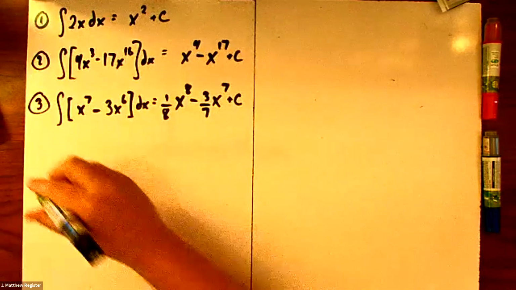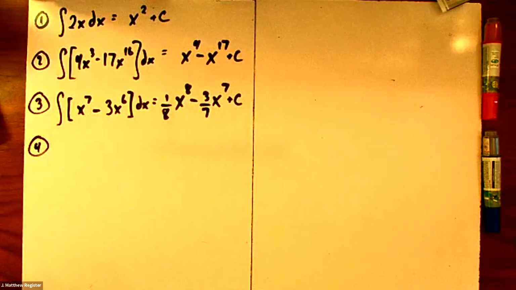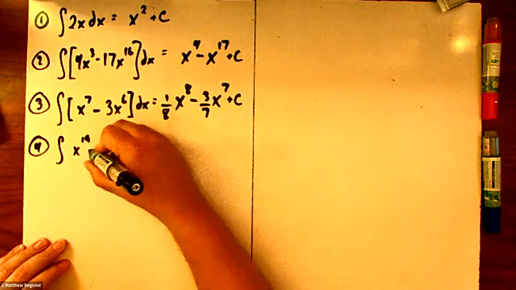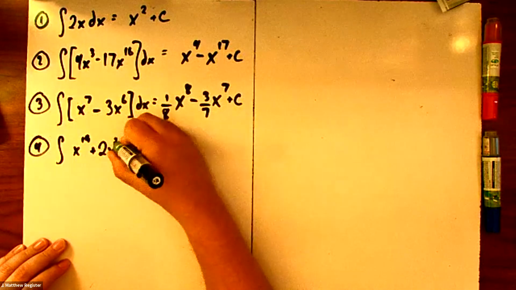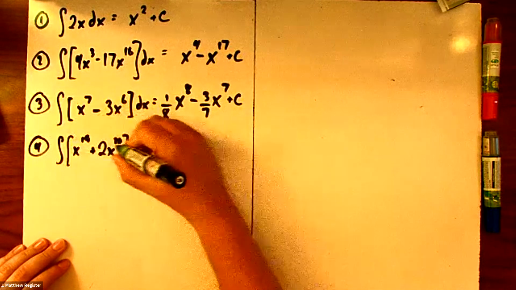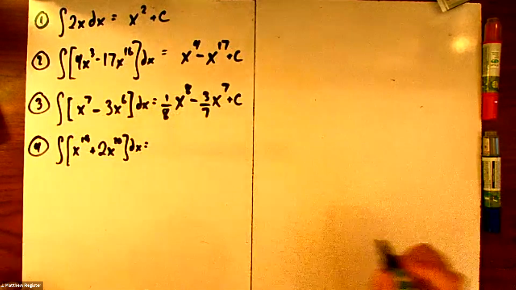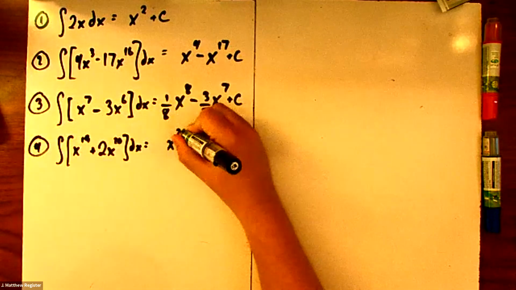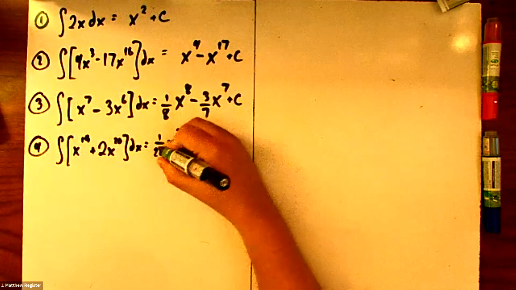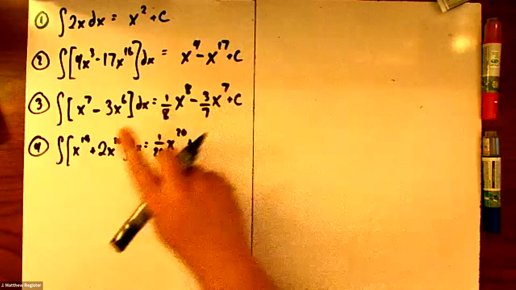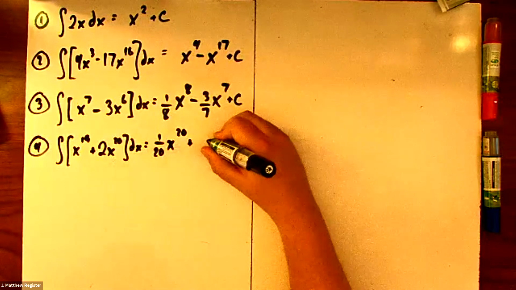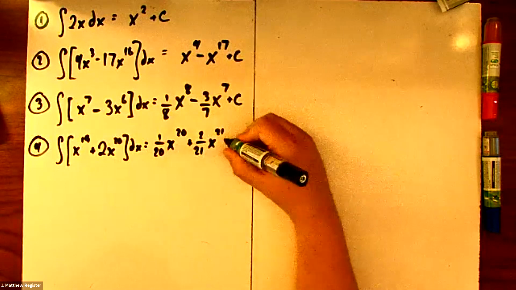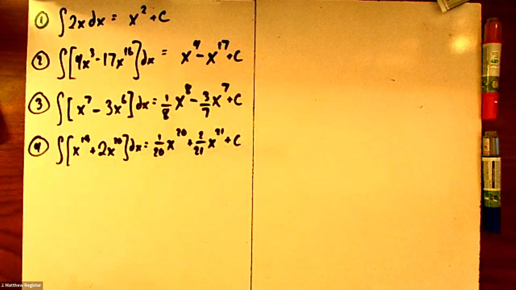Let's see. 4. The integral of x to the 19th plus 2x to the 20th. Same idea. And so we would add 1 to that exponent, giving us an x to the 20th, but then we would need to cancel it out with a 1/20th. And then for this one, it would go to an x to the 21st, and we would need a 2/21 to cancel it out.